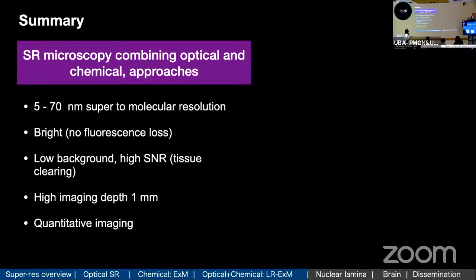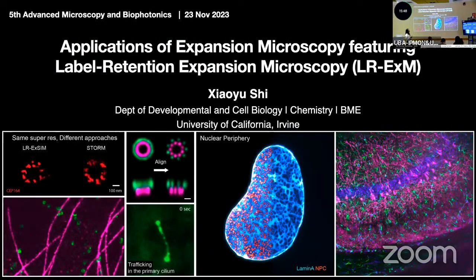And the brightness is also an advantage with our LR expansion microscopy and the background clearing effect. And also you will reach high imaging depth with super resolution. In the optical approaches, there's always like a checks and balance between the imaging resolution and imaging depth. And here you can have super resolution with high imaging depth up to 1 millimeter when you use 2 photon. And it's quantitative. So now I want to move to the application of these methods.